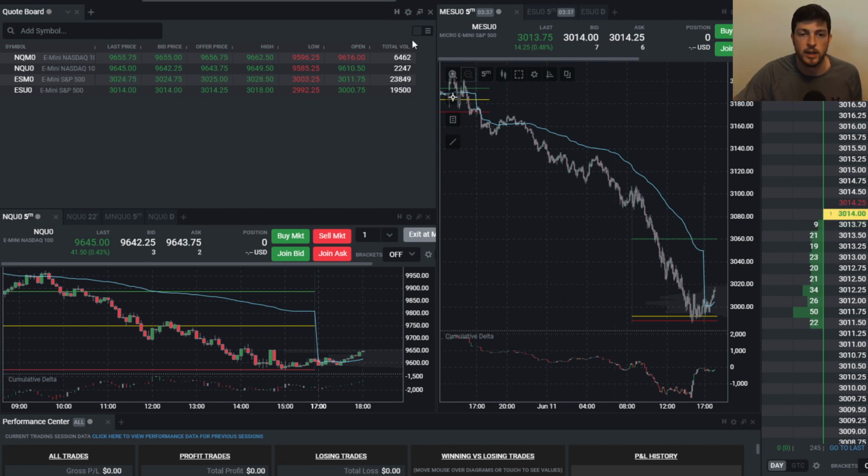Again, just a quick recap. Look at the volume. All you got to do is put up the current month and then the next month and look at the volume, compare the two, and just trade the one that has the most volume. It's that simple.